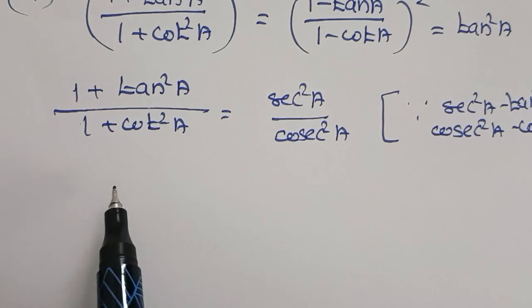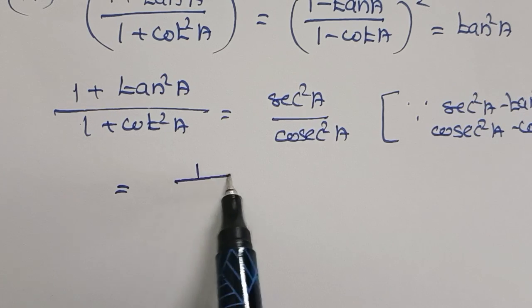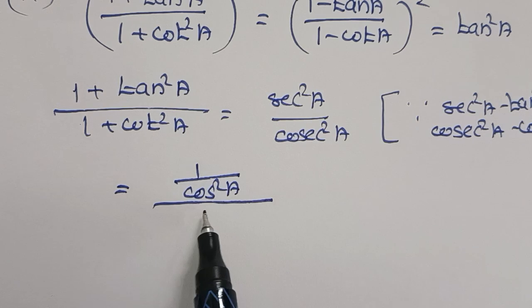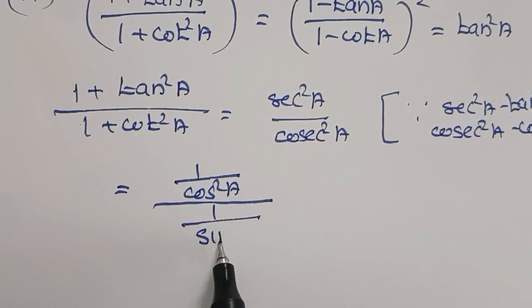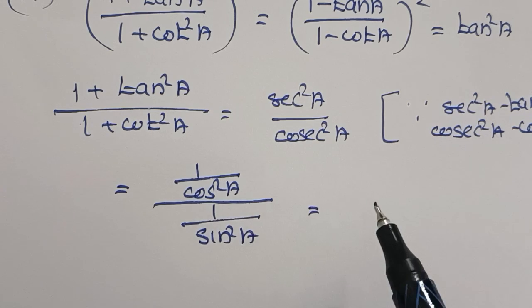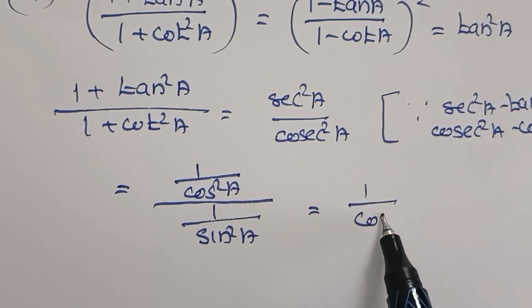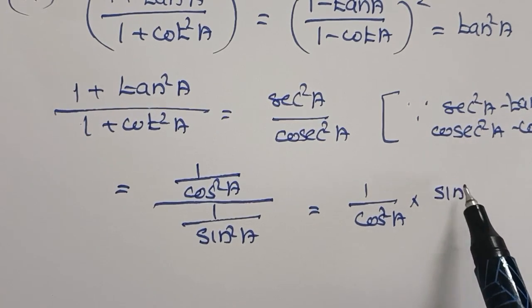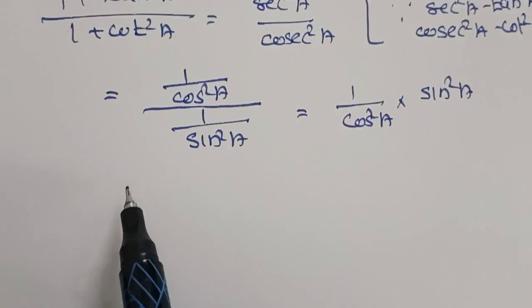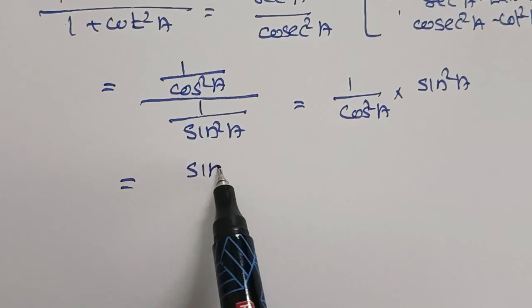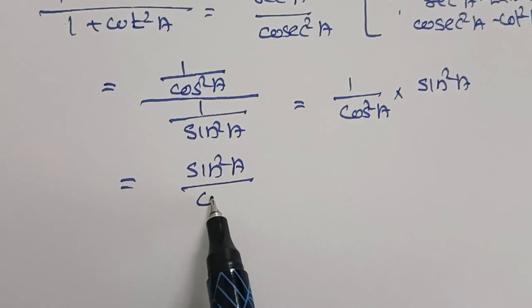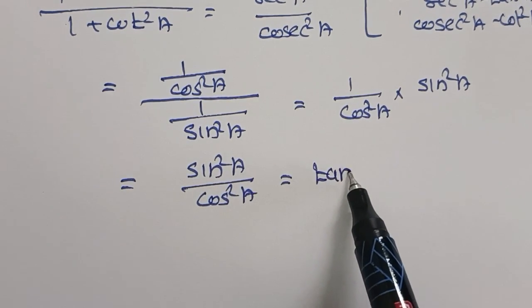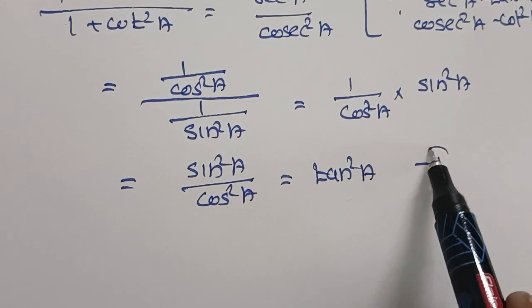Okay. Now sec square A is equal to 1 by cos square A divided by cosec square A, which is 1 by sin square A. Now by taking the reciprocal, we get 1 by cos square A into sin square A by 1, that is sin square A divided by cos square A. Sin square A by cos square A means it is equal to tan square A. Number this equation as 1.